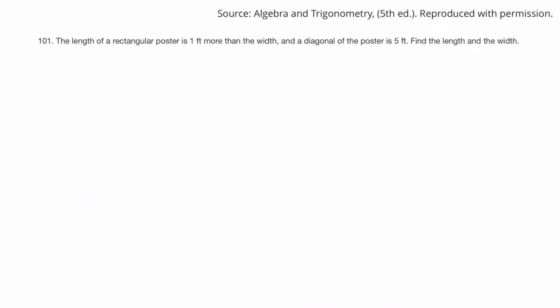Okay, here's the first worded question. I've got a rectangular poster, and the length is 1 foot more than the width. So if the width is W, the length is 1 foot more than that, so we'll call it W plus 1. Then they say a diagonal of the poster is 5 feet. So the question is, what is the width and the length?